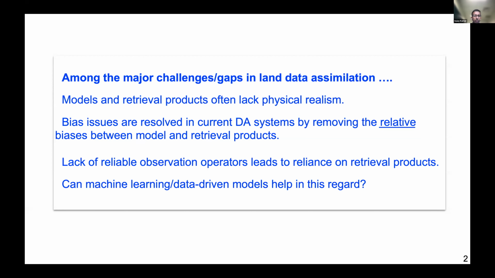Largely we get around this issue by focusing on the relative biases between the models and retrieval products, but it's challenging to really address the real systematic errors that exist in the models and observations. And so the question here is, can we use machine learning to help in this regard?